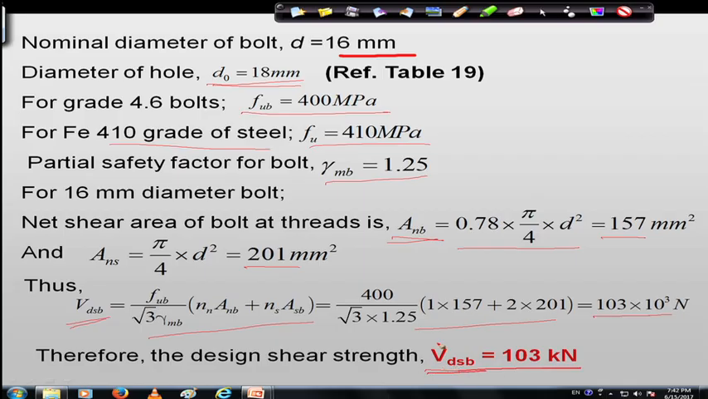So, this is a small example where only shear strength has been calculated, and it has been calculated due to multiple shear. That means we have tried to understand what the value of Nn will be, how we calculate the values of Nn and Ns, what Anb and Ans will be, and accordingly what VDSB, the design shear strength of the bolt, will be. So, the example of multiple shear, in this case triple shear, has been worked out and shown. I hope you have understood this example.